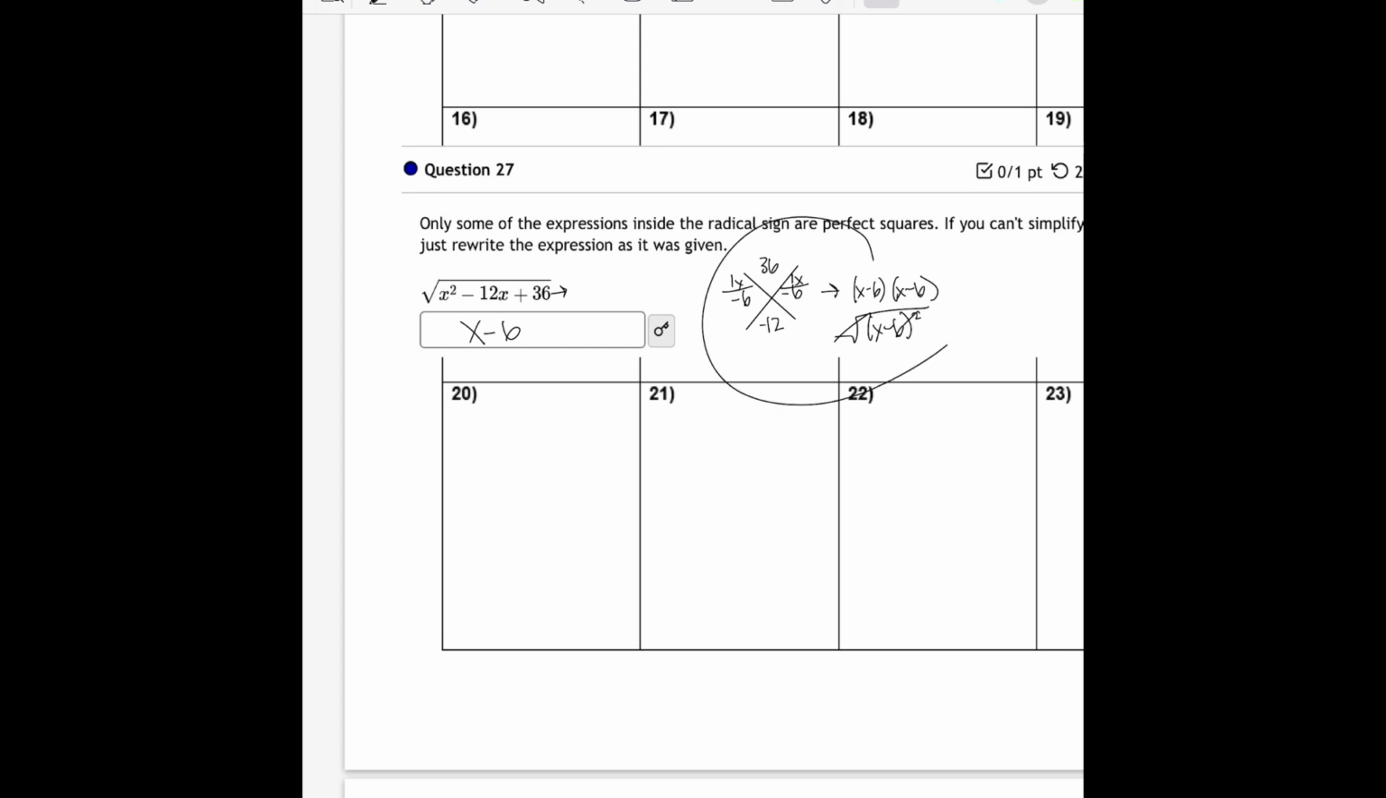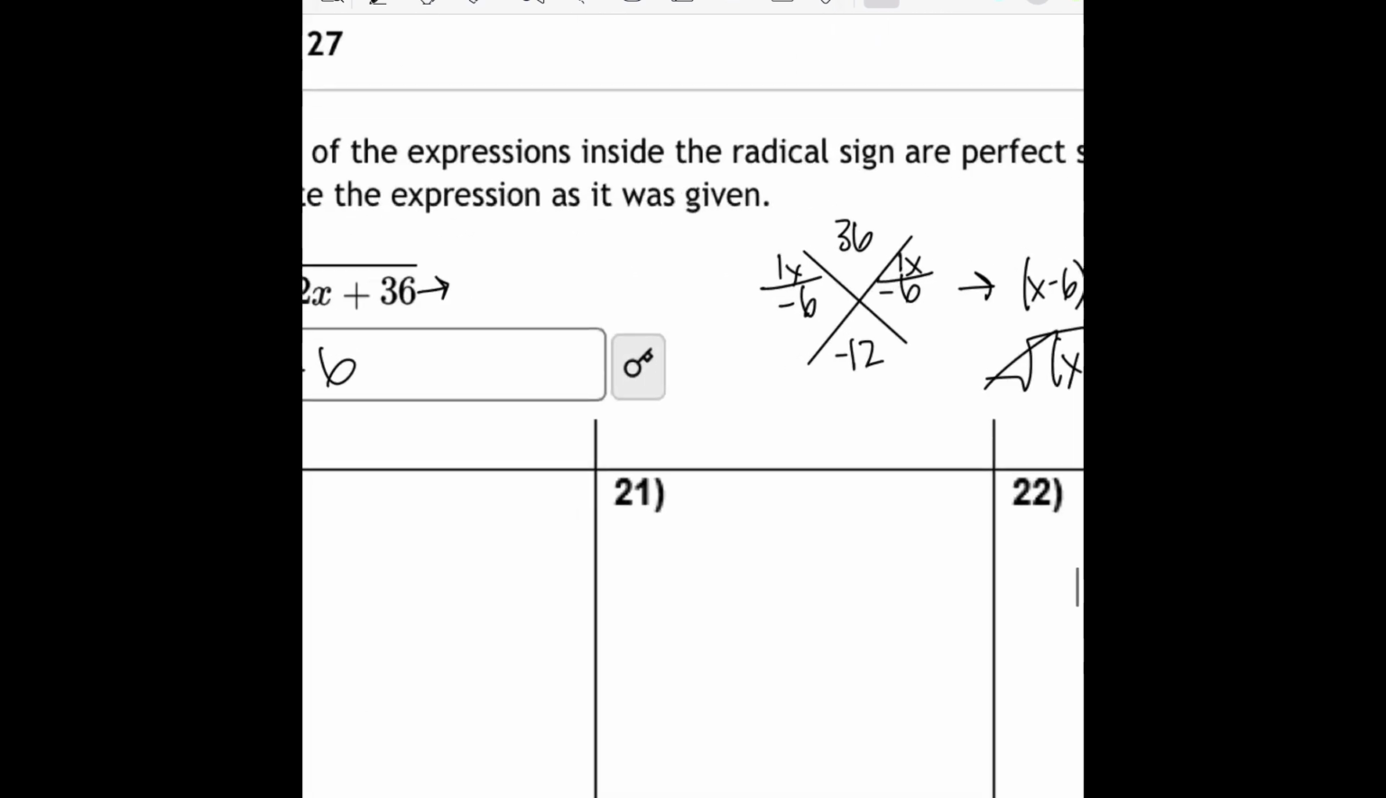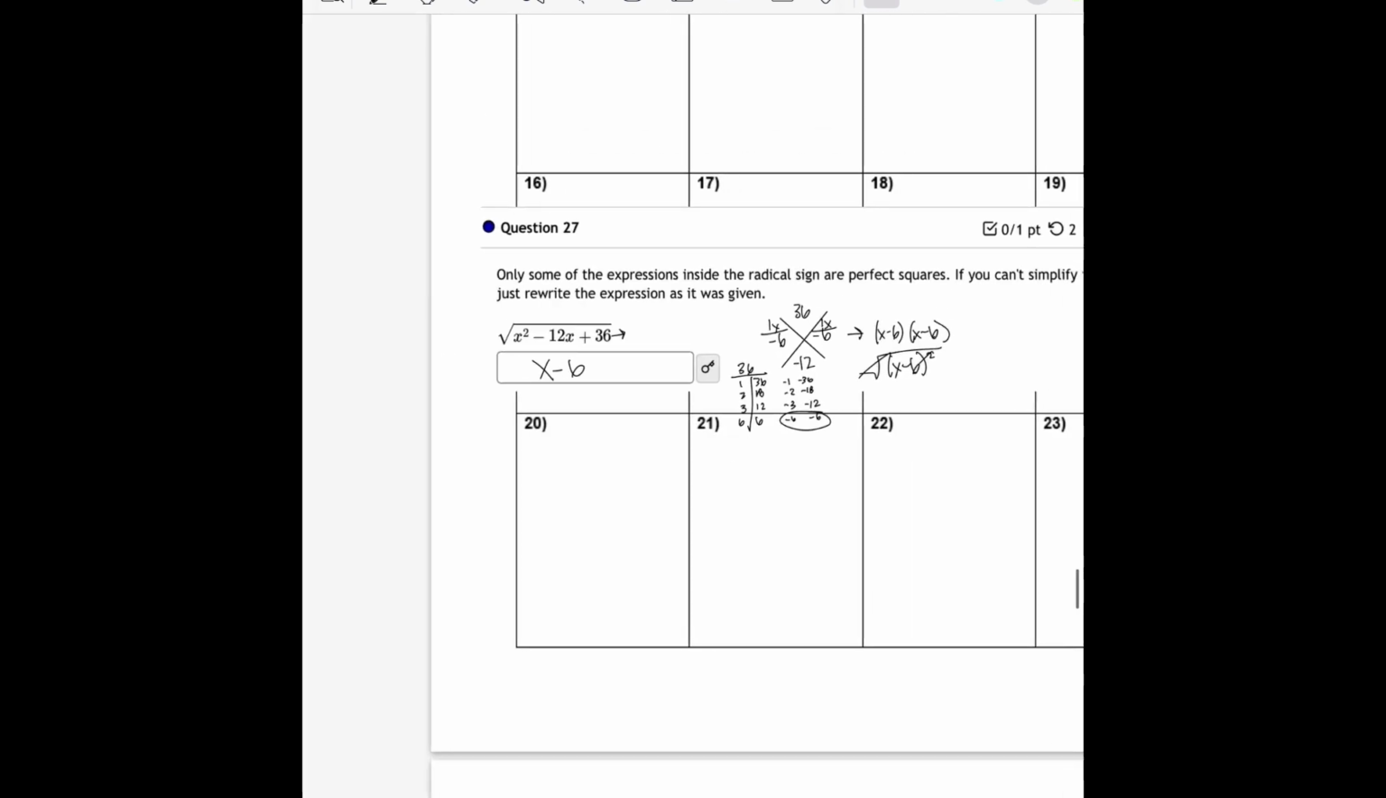And that way you guys also get another example of that. I did skip a couple steps. Recognize that I skipped this part. 1 and 36, 2 and 18. Again, though, this could have been negative 1 and negative 36, negative 2 and negative 18, 3 and 12, or negative 3 and negative 12, 6 and 6, or negative 6 and negative 6, and that was that one. Okay, so I didn't show that, but there you go.